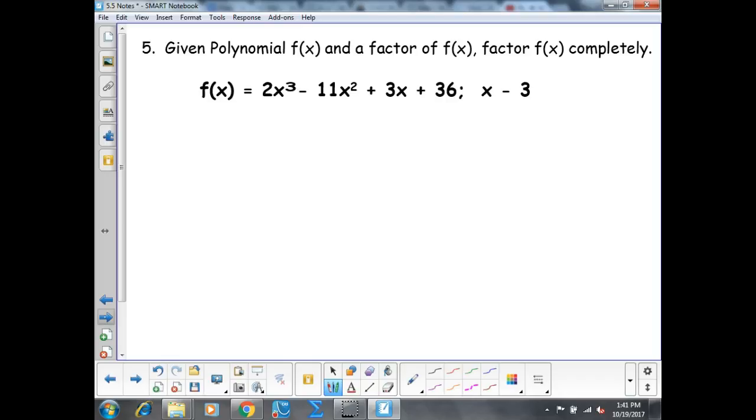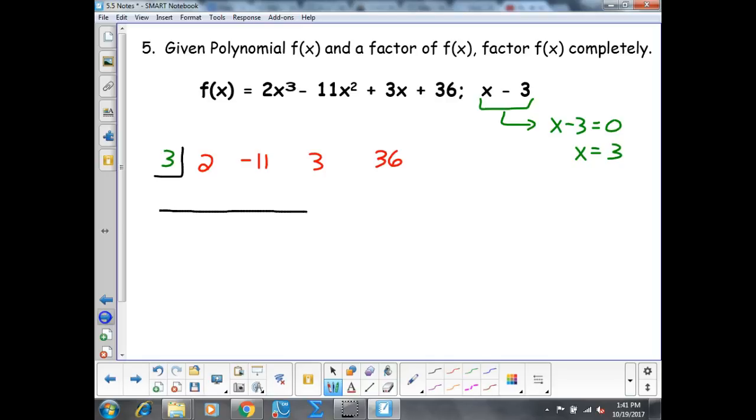I first need to look at x minus 3, and I say to myself, well, that's got to equal 0. So then x has to equal 3. That's the number that goes on the outside. On the inside go my coefficients: 2, negative 11, 3, and 36. And then out the house, you're going to have x minus 5.